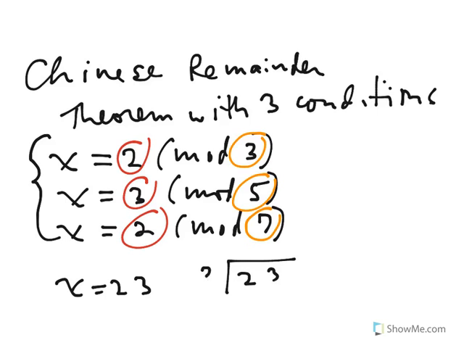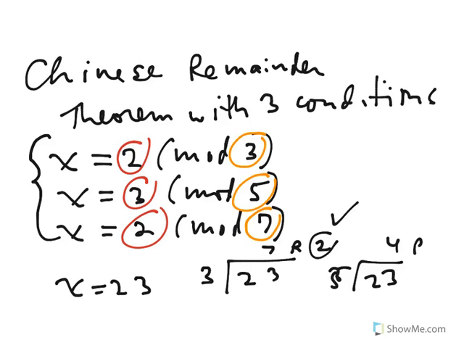23 divided by 3 is 7, remainder 2. 23 divided by 5 is 4, remainder 3. And 23 divided by 7 is 3, remainder 2. Well, in order to understand the process I'm going to teach you for solving questions like this, they can get a lot more difficult.